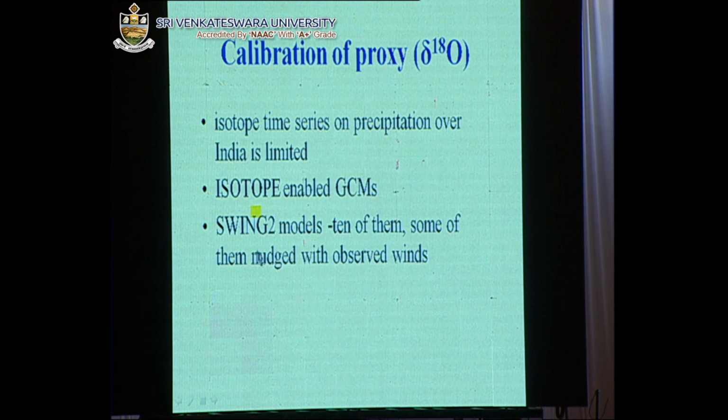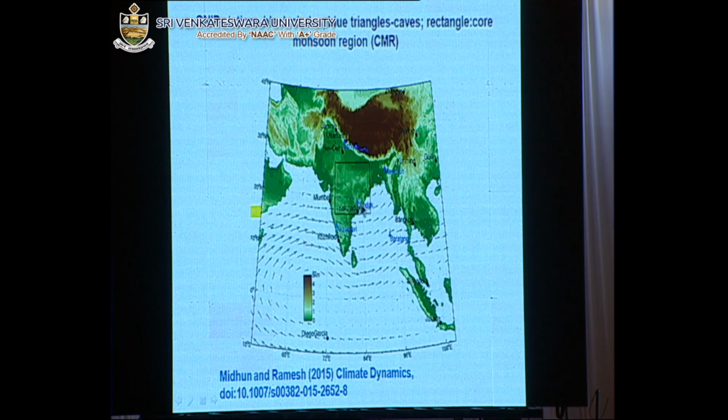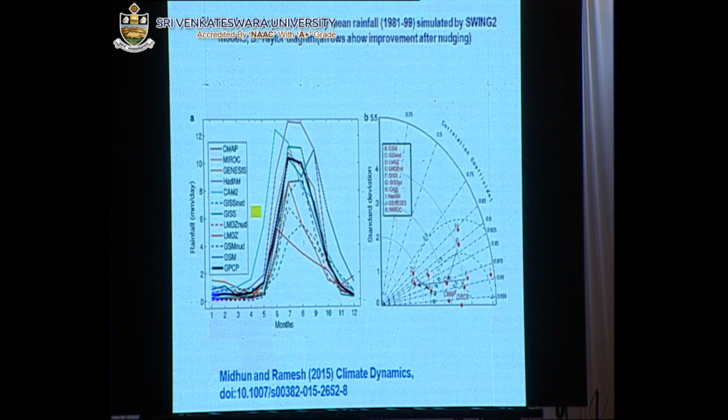There is a batch of models called the Stable Water Isotope Intercomparison Group 2 models, 10 models, and we compare these. This is the region which we look at, the core monsoon region defined by Goswami, which was also shown by the earlier speaker. And this is how these different models, all the model names are given here, simulate the monsoon. You can see large variations. Though all of them produce precipitation during the monsoon season, the amount of rainfall and the seasonal variation is quite different.